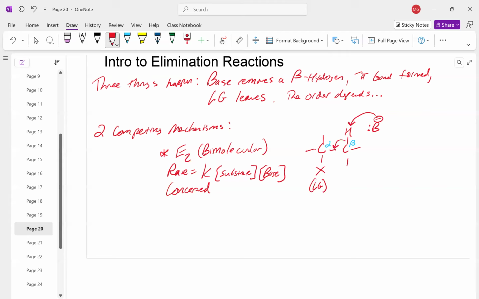When the base pulls off a hydrogen, those electrons move down to form a pi bond. And so that we don't violate the octet rule on the alpha carbon, the leaving group is going to leave. And that creates a pi bond.